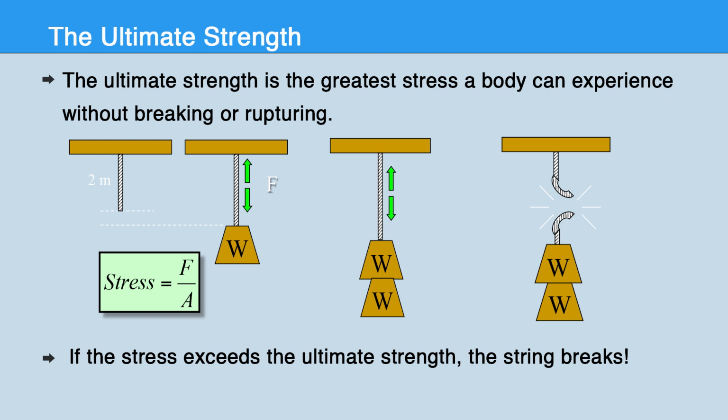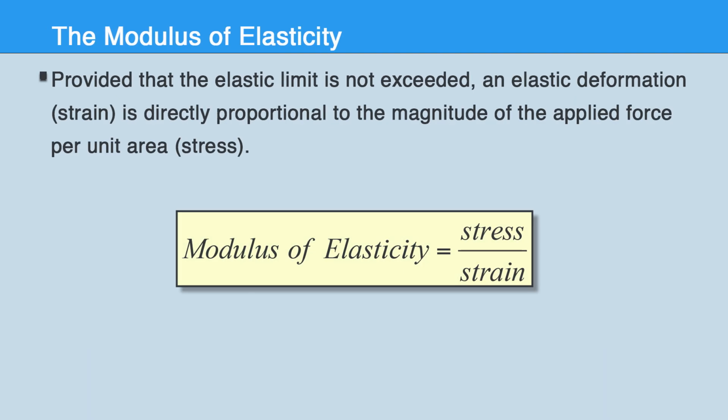If the stress exceeds the ultimate strength, the string breaks. Next, our topic is the modulus of elasticity. The modulus of elasticity is the ratio of stress to strain in the linear portion of the stress and strain curve in a material.